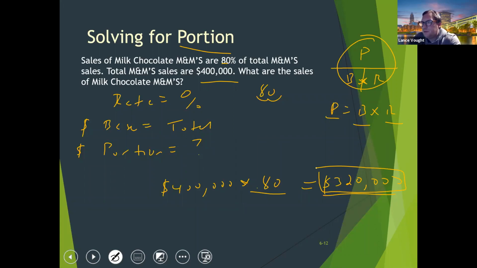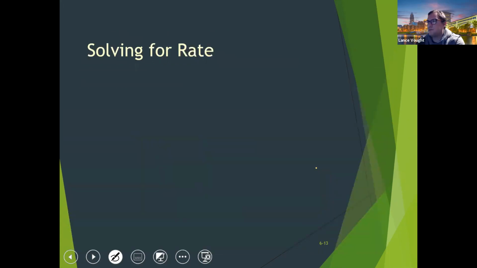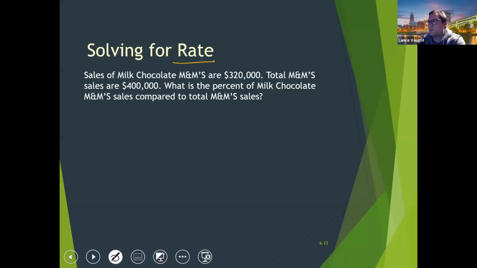Awesome. So now we can solve for rate. Now we have sales of milk chocolate M&Ms are 320,000. Total M&M sales are 400,000. What is the percentage? So this is the exact same problem as before. It's just that we're showing how we can find, we know what the answer is going to be now. We know it's going to be 80%. But this shows you that by rearranging the equation, we'll get the same answer if we have the other unknowns.